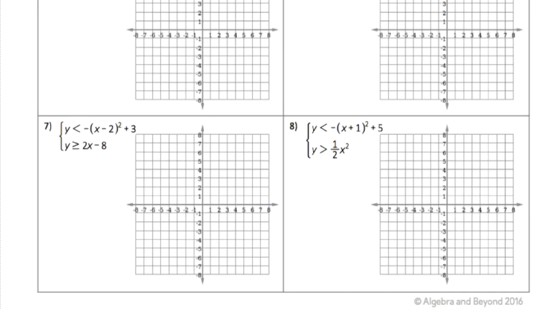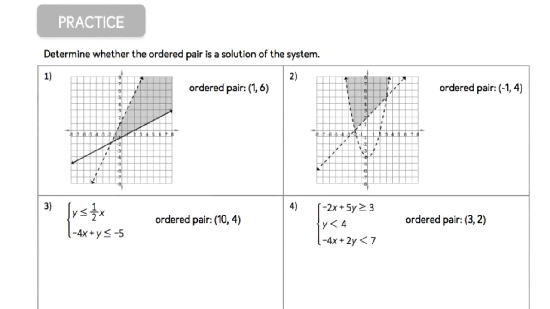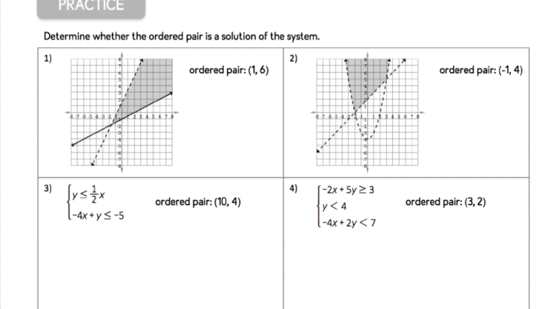Okay, we're going to get into some practice here. We are going to go through these first 4 together. These are the type of questions that are asking us if the ordered pair is a solution or not. So we have a graph, we're given that, and we're trying to decide if 1, 6 is a solution. So let's check. If I go over to 1 and up to 6, I can see that that is not inside my shaded region or on a solid line. So that is a no.